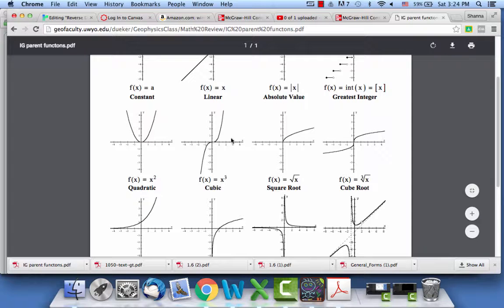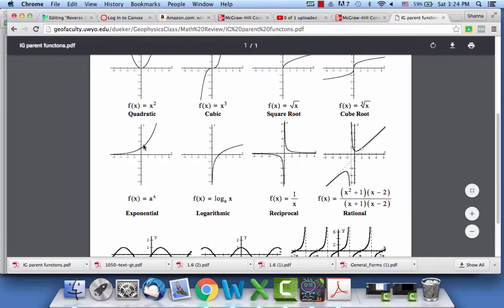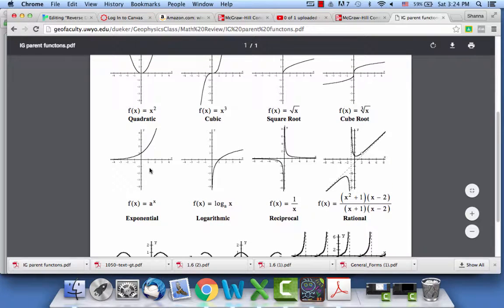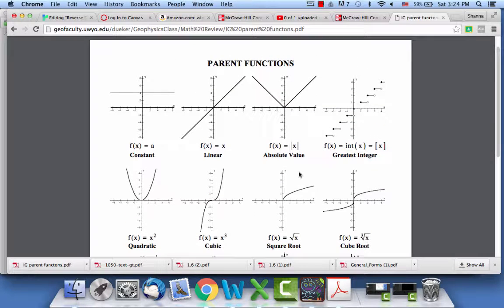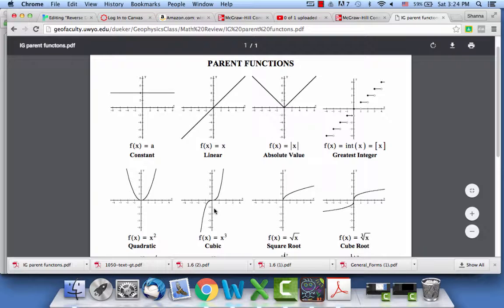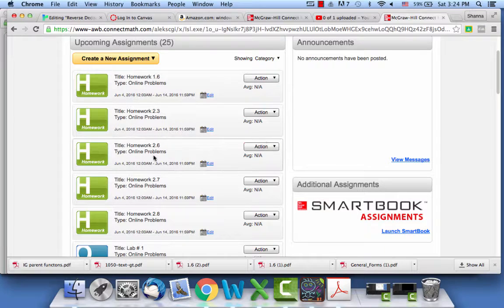X squared, x cubed, root x, cube root x. This is an exponential, which we probably won't have pop up just right now. This is the log. These two are inverses, so they reflect each other. 1 over x. You should kind of recognize these shapes and be able to make a guess that something is a cubic or a cube root or square root and so forth. Just recognize them visually. So I posted that for you on the homework.